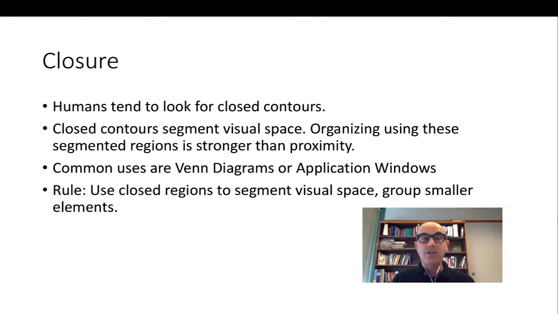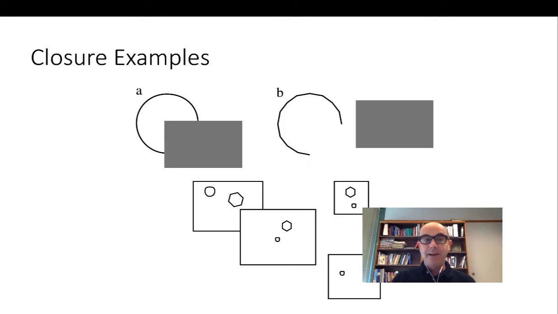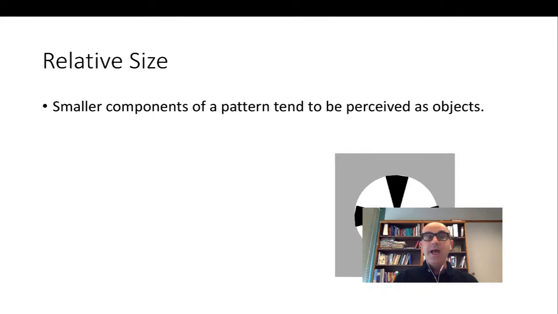Closure is another element. We use closed regions to segment the visual space and group similar elements. An example of closure, again, A versus B, and I hope that you sense that A is a better closure than B, and why is it so?